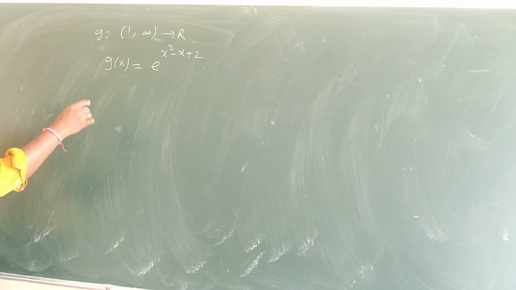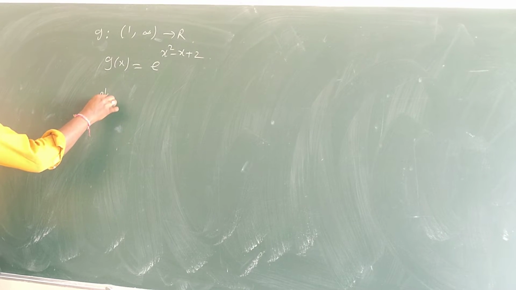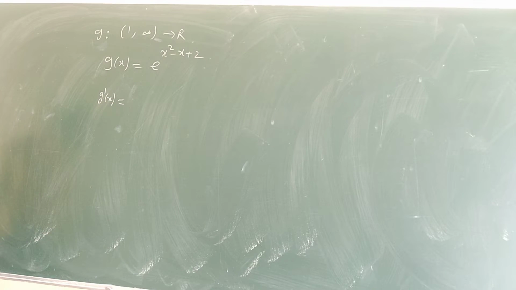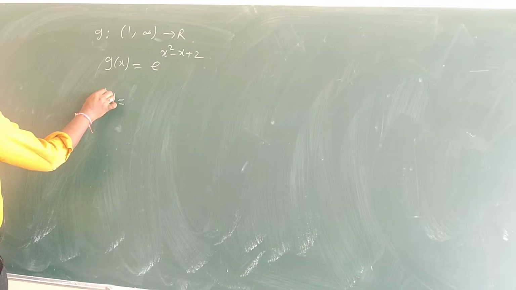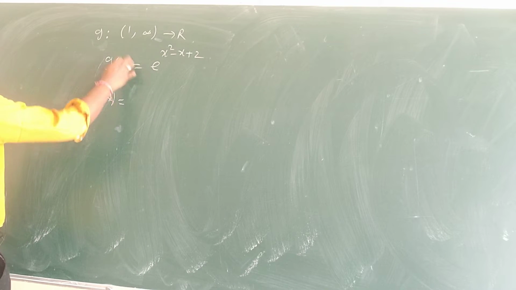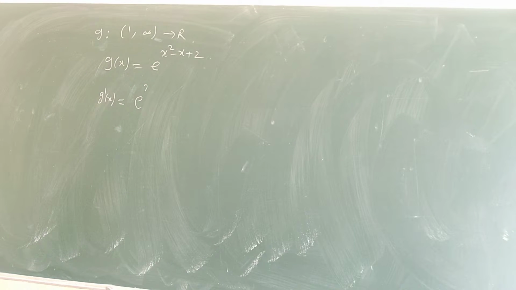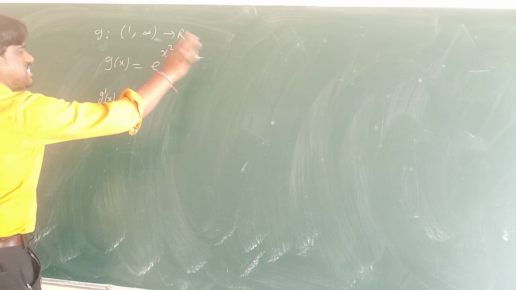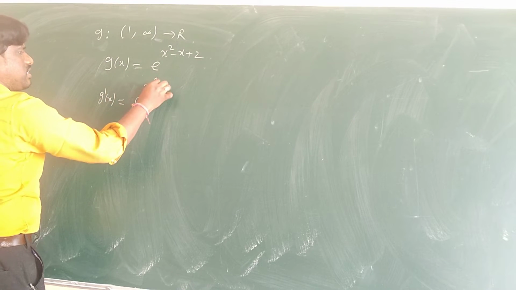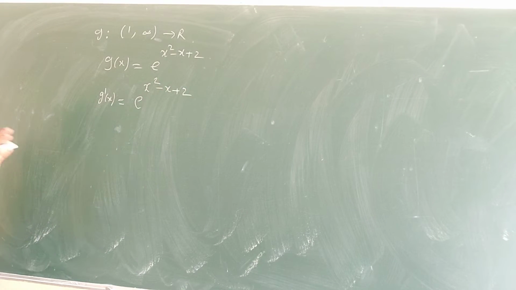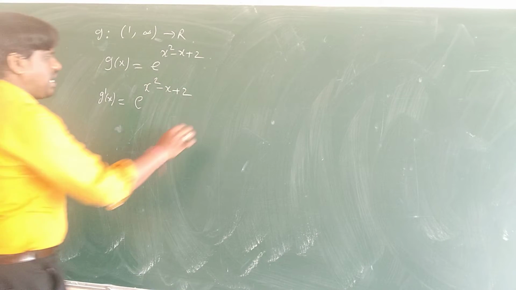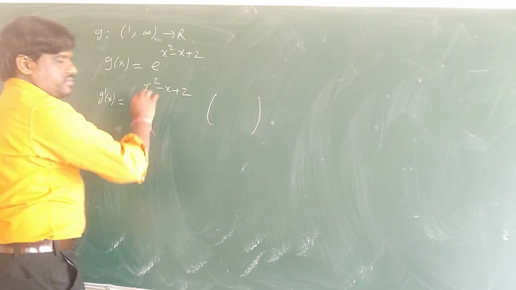I'll explain the differentiation of this function in detail when I start the differentiation topic. After this, you will have inverse trigonometry, then limits, continuity, then differentiation. The differentiation of e power g of x is g dash of x times e power g of x. The differentiation of e power x is e power x. So the differentiation of e power something will be the same, e power x square minus x plus 2.